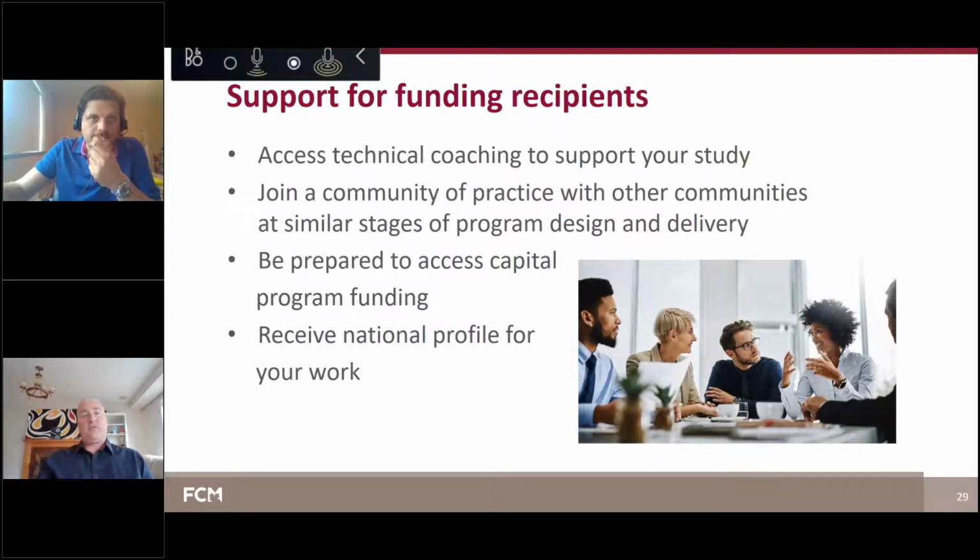Support for funding recipients: of course, you can access our technical coaching, and join a community of practice through our capacity building initiatives. Be prepared to access the capital program funding brought to you in 2021, as Marco mentioned previously, and truly receive a national profile for your work, for example, through the Sustainable Communities Awards.